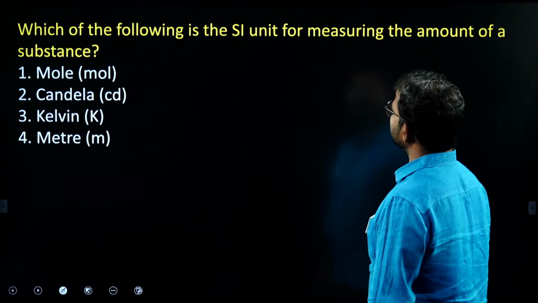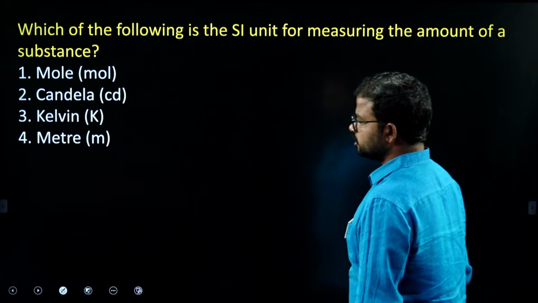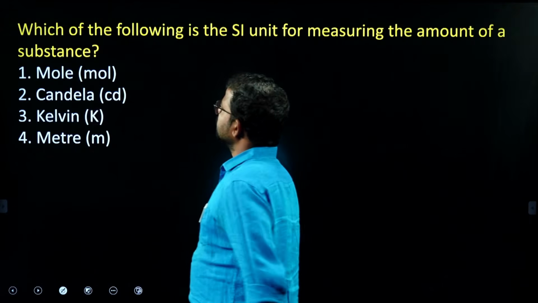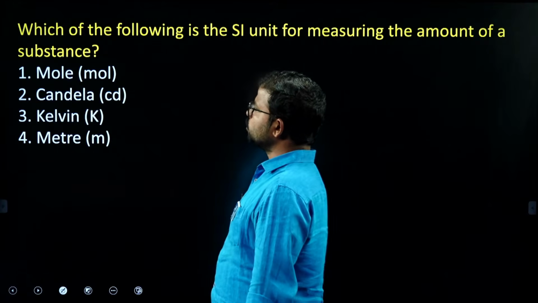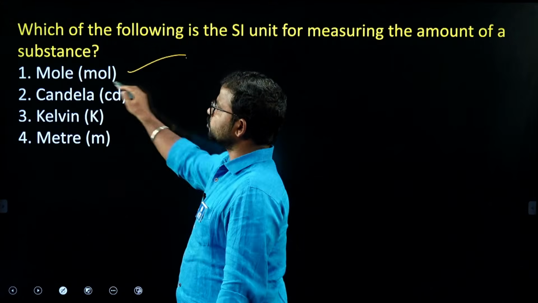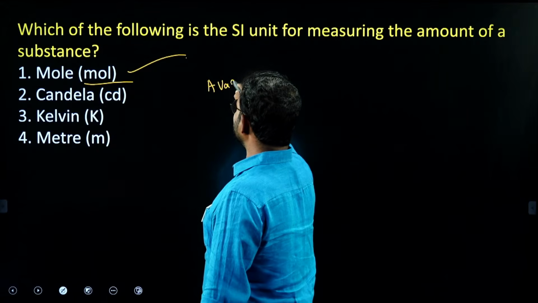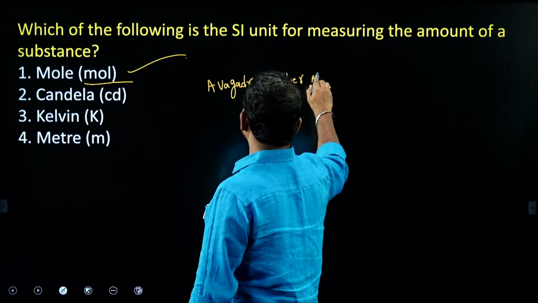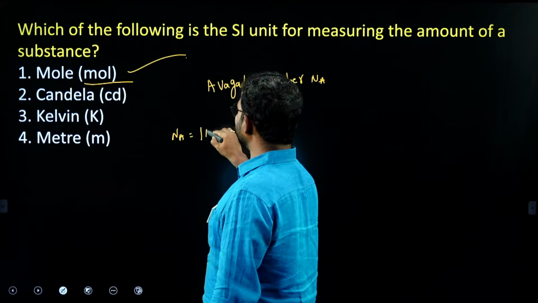Next, which of the following is the SI unit of measuring the amount of a substance? Here they mention mole, candela, Kelvin, and meter. Of course, the correct option is option 1 only. So 1 mole is equal to the Avogadro number, Na.